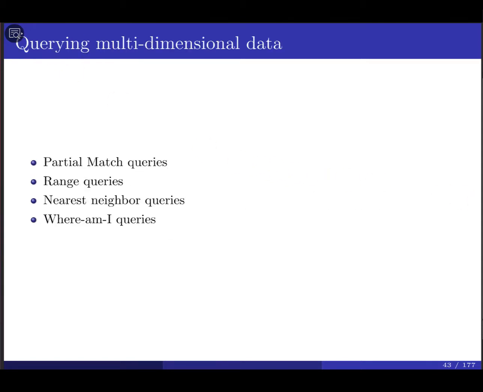Now, as I mentioned, for applications with spatial data in general, typical queries are concerned with spatial proximity. We have different types of query. One of them, partial match query. The second one, range query, where it's not the exact value they're looking for. Here it's different, I'm looking for an object. Then nearest neighbor queries and where-am-I queries.